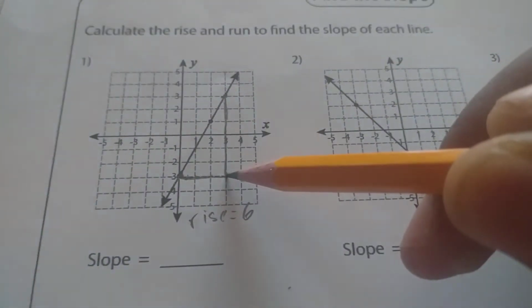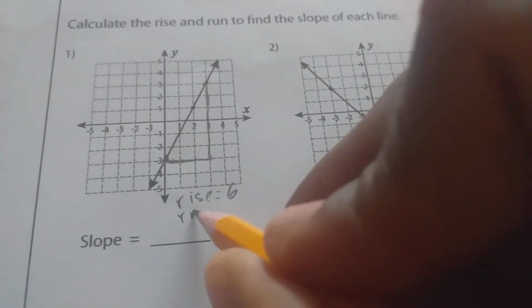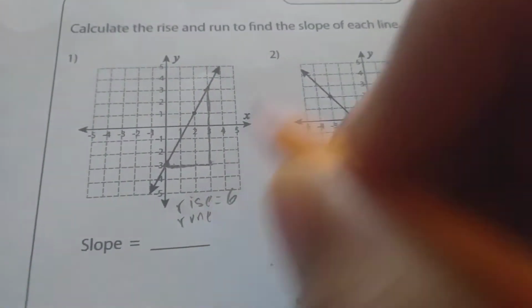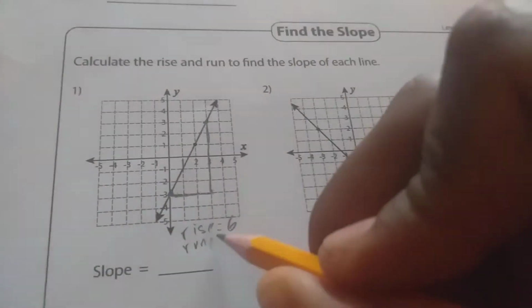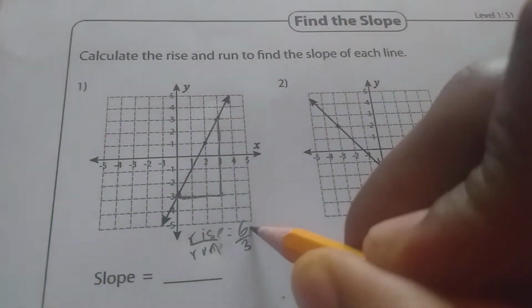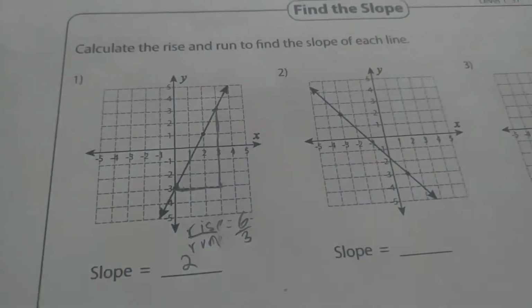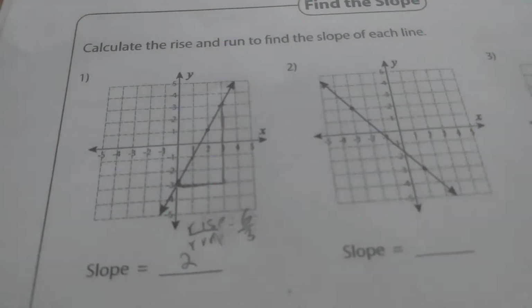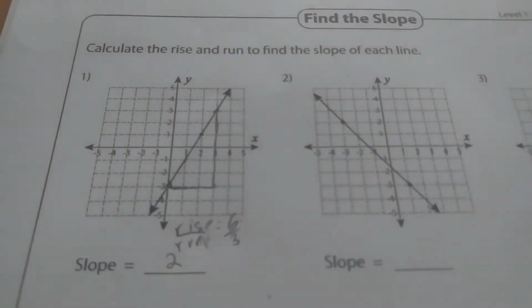Notice I count after I have moved. So my run here is 3, and 3 into 6 will go 2. So the gradient or my slope for this particular line would be 2.